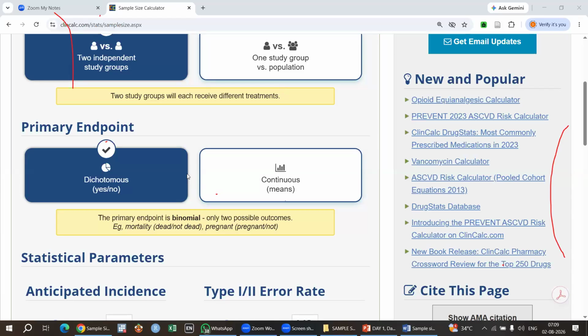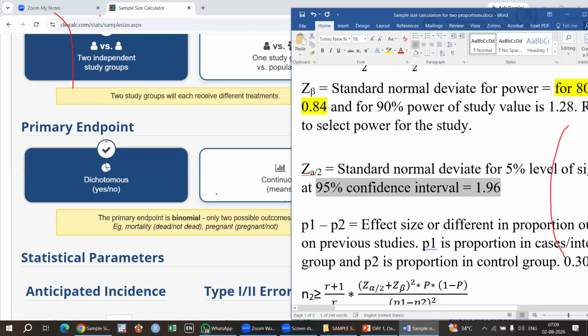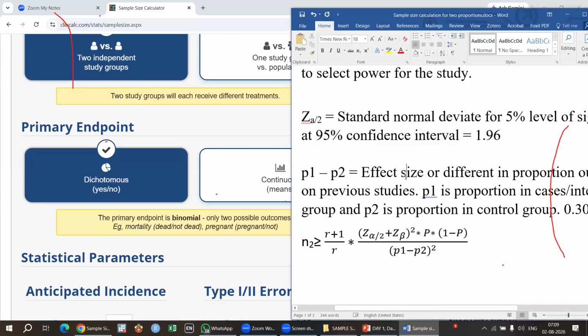Binary. Dichotomous. So now we are very clear about when we have to go for comparison of two means, and when we have to choose the formula for comparison of two proportions. Okay, very good. So here I'm taking this one, mortality at 3 months, because this formula is for proportion. So I have to click OK. This is selected as dichotomous.